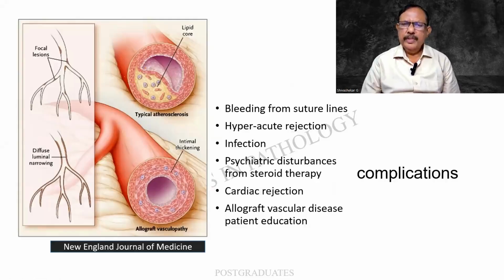Complications in the form of surgery. It can be bleeding from the suture lines, hyperacute rejection, infection, any form of psychiatric disturbances because of steroid therapy. Even by the surgery itself, there can be psychiatric disturbances. Cardiac rejection and allograft vascular disease, for which patient education is needed. In this diagram, thanks to the New England Journal of Medicine, I am finding that there is a hyperplasia of the intima. That is true.